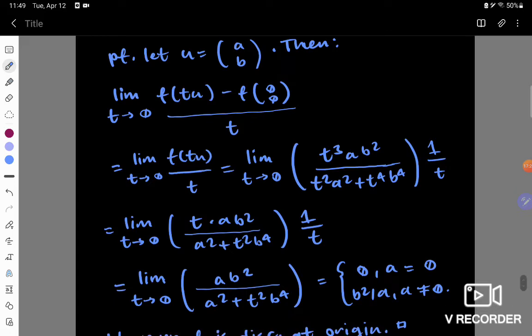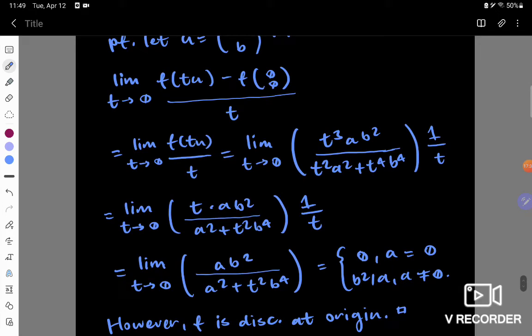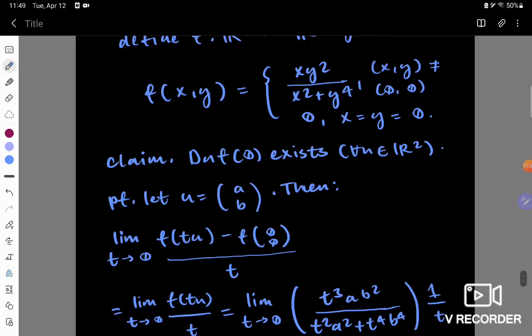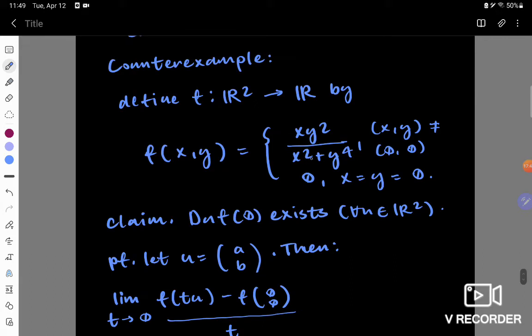So what's the kicker here? The kicker is that f is in fact discontinuous at the origin. And just stop for a second and think about why, and it's really just in the definition, right? So it's discontinuous at the origin. Just look at this function for a moment. If we take x equals y equals 0, this is not defined. So we don't even have a continuous function, but we have the fact that all of its directional derivatives exist.